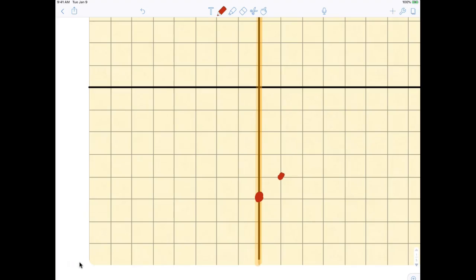Now, you can use the axis of symmetry. Now, here's where you got to pay attention because this is very easy, but for whatever reason, people miss it. If 1, negative 4 is on the graph, what other point is on the graph?